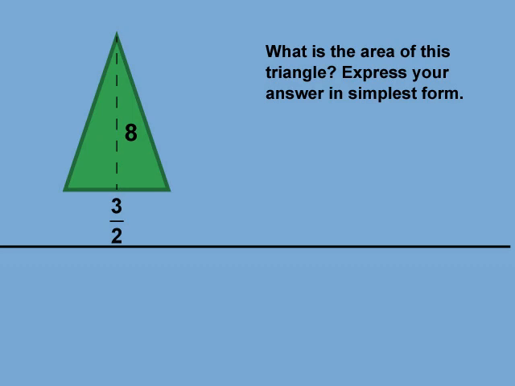The area of a triangle is 1/2 the base times the height, as shown in the formula. Since the base has a fractional value, then finding the area of this triangle involves multiplying two fractions. We plug in the values of the base and height into the area formula to get this expression.